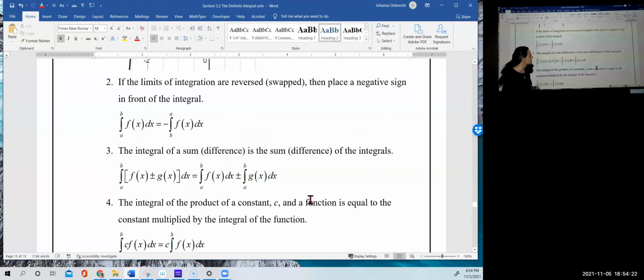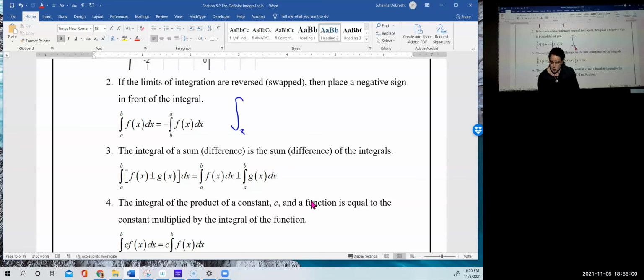The second property has to do with switching the limits of integration. If you switch the limits of integration, you're integrating backwards in a sense. Instead of going from a on the left to b on the right, you're integrating from b on the right to a on the left. So you're going backwards, which means your width has a negative value. So you throw in a negative onto the integral. So if you switch from a to b and go from b to a, it just throws in a negative into the definite integral. That means that you can rewrite anything where you don't like the order.